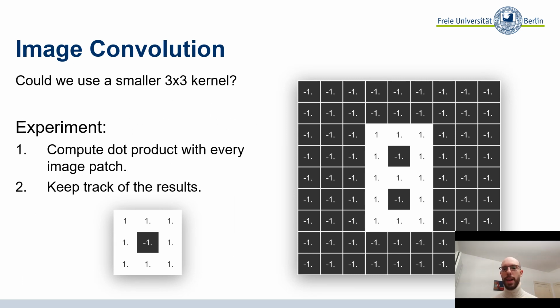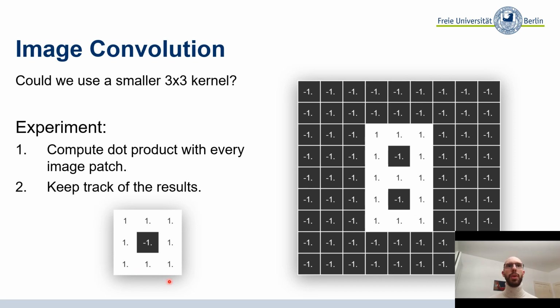Okay, but we've been using a very large patch, which was 3 times 5. Maybe we could also use a smaller patch, 3 times 3, for example. Maybe it's enough to just detect the upper half or the lower half of the 8 instead of the full 8. So let's do a little experiment.